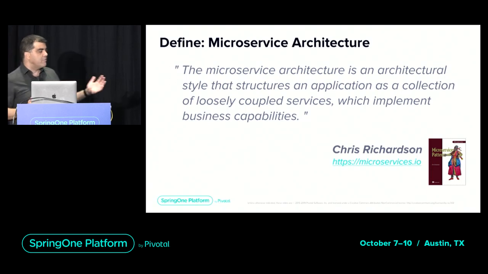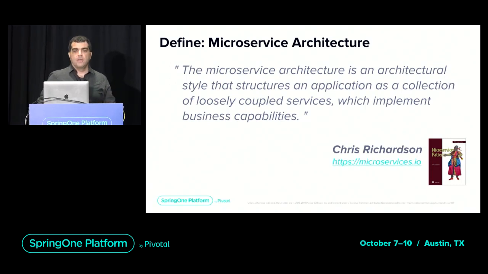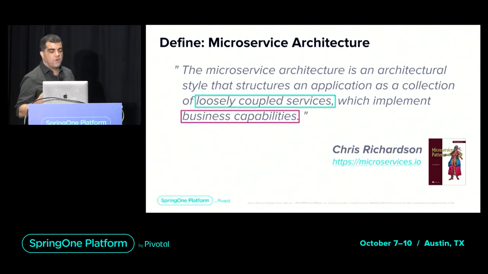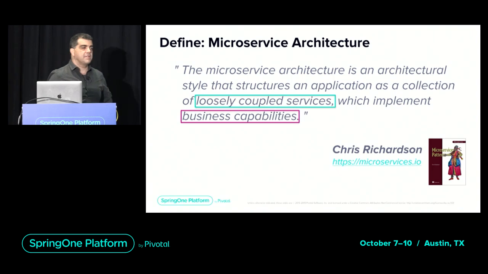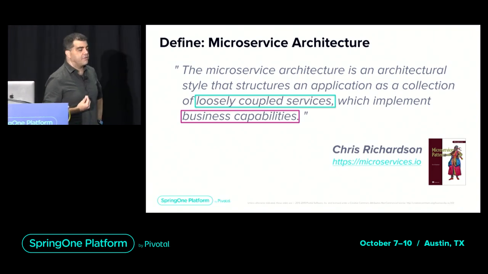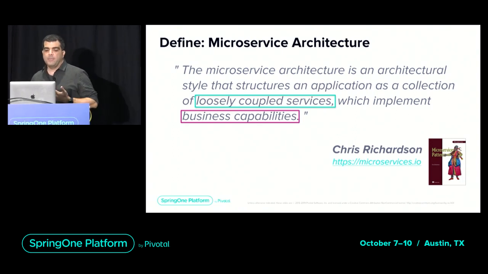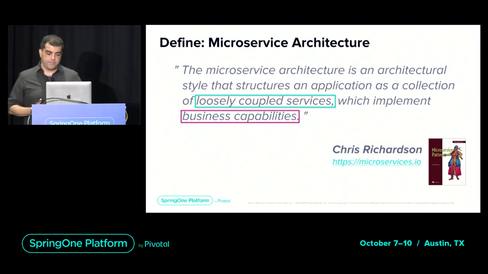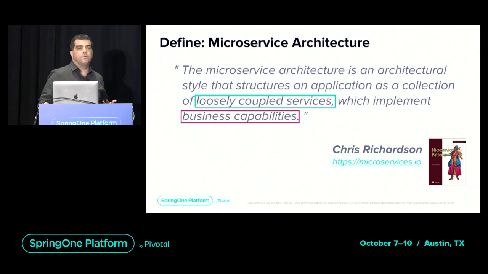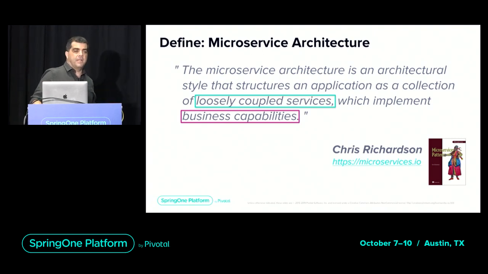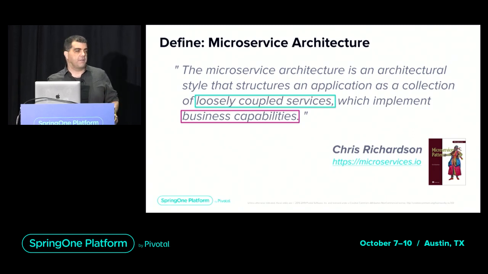What I particularly like about this definition, which is actually a bit old, they actually changed it since then, but I like this one more because it focuses on things that are not necessarily the technological definition, right? We're talking about loosely coupled services that implement business capabilities. Now, if we were really to go out and try to implement this particular definition, you could say that you can do it even in a well-structured monolith, right?